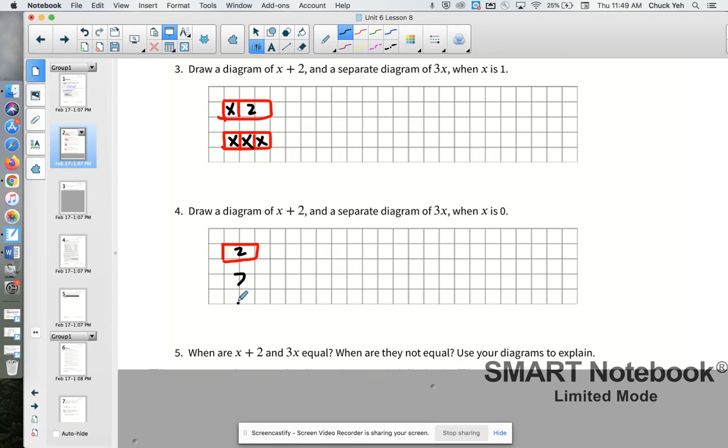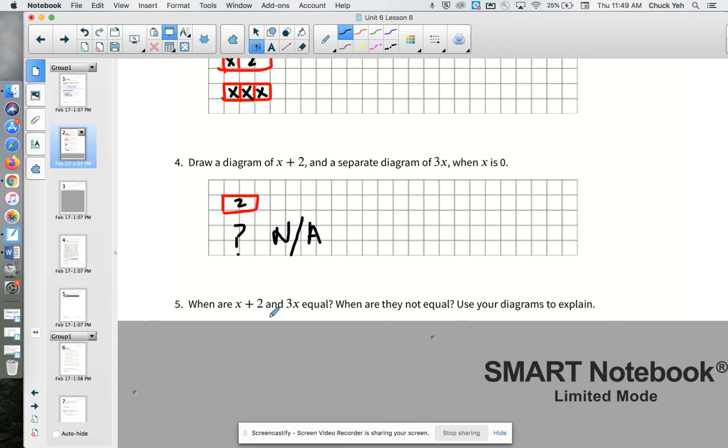I can write a question mark if I want. I can even put NA, meaning not applicable, or I can just leave it blank because 3 times 0 is 0, right? So you don't need to put anything.